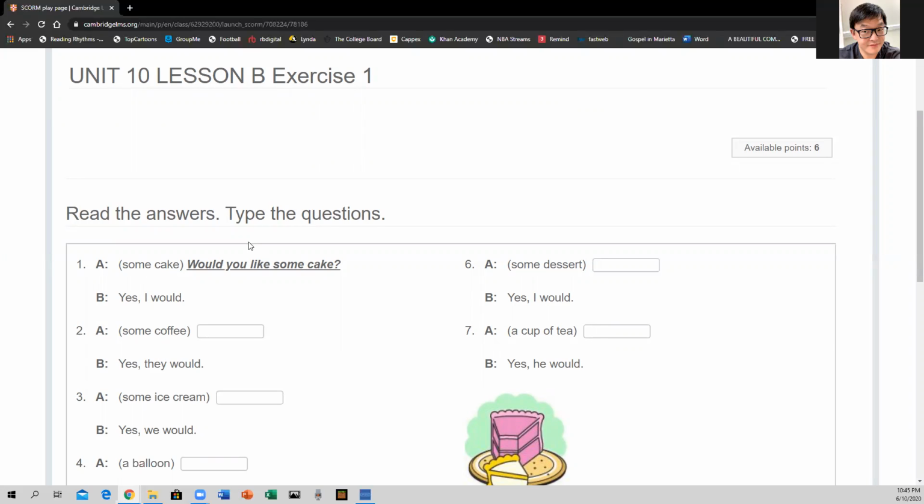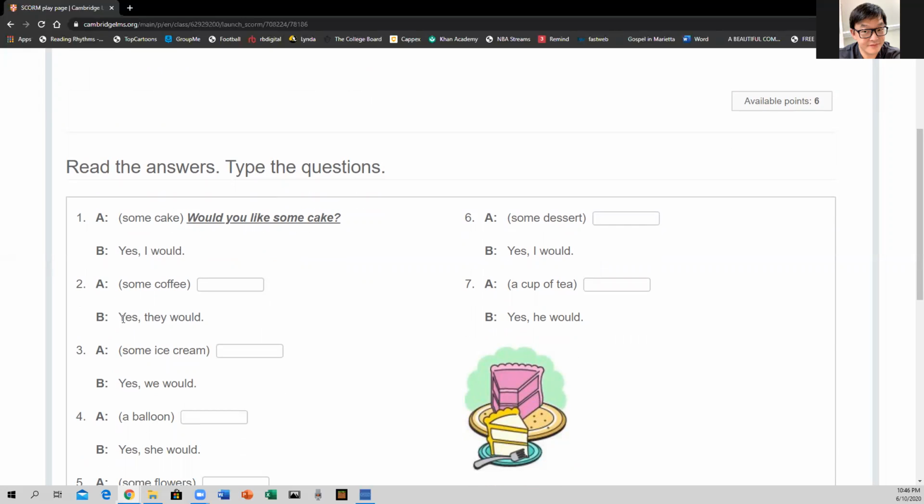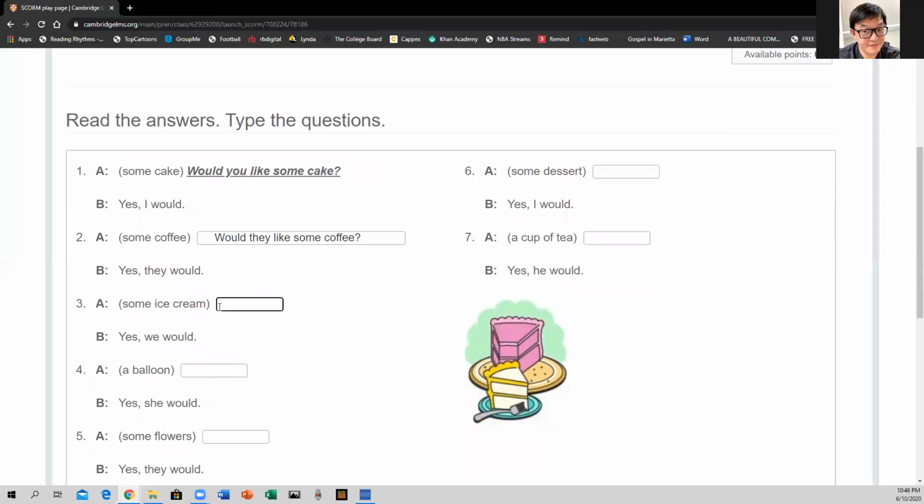Okay, so you have to read the answers and write the questions, okay? In my case, I have to type them, but they are all the same. So look at the example here. Number one, the question has to have some cake. Yes, I would. Would you like some cake? Yes, I would. Okay. So look at the answer. Yes, they would. Some coffee. So the question is, would they like some coffee? Yes, they would. Okay, that's what you have to do. So the exercise is pretty simple.